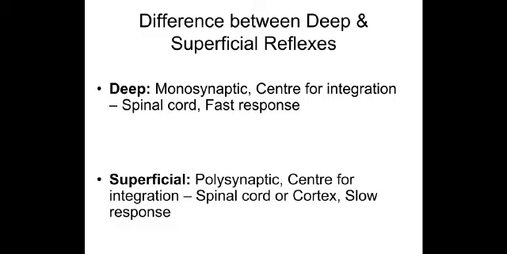What's the difference between deep reflexes and superficial reflexes? The deep reflexes are monosynaptic. The center for integration is the spinal cord, and it's a fast response wherein you can assess the reaction time in deep tendon reflexes. Whereas the superficial reflexes are polysynaptic, the center for integration can be either the spinal cord or the cortex, and it's a slow response. So the difference is fast and slow. Deep tendon reflexes are called monosynaptic. The superficial reflex, which we came across as the withdrawal reflex, is a polysynaptic reflex.